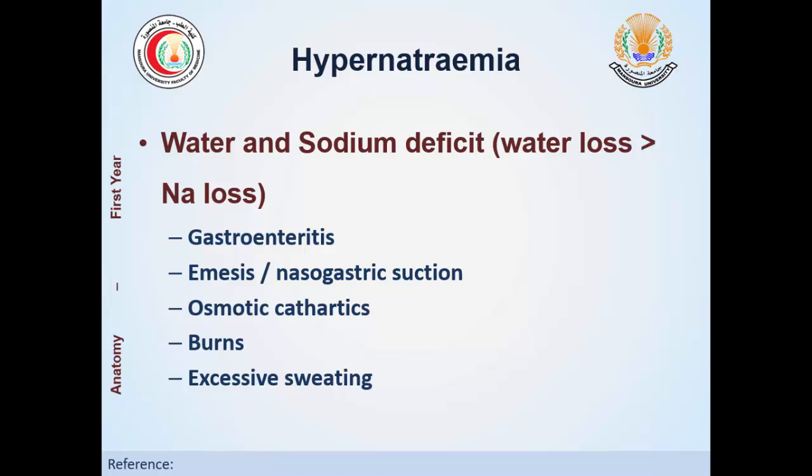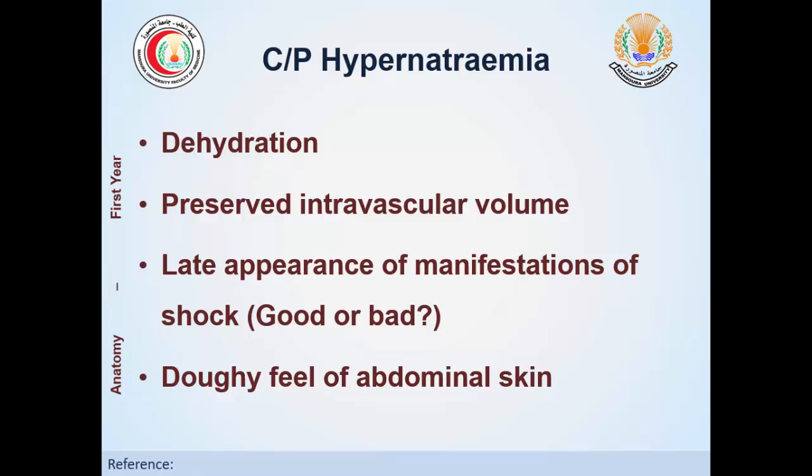Hypernatremia due to water and sodium deficit in case of gastroenteritis, emesis, nasogastric suction, osmotic cathartics, burns, and excessive sweating. All these causes lead to water and sodium deficit, and therefore they give me hypernatremia. So what is the clinical picture of hypernatremia? Dehydration, preserved intravascular volume, late appearance of manifestation of shock, and doughy feel of abdominal skin.